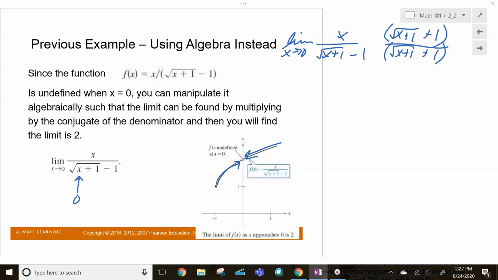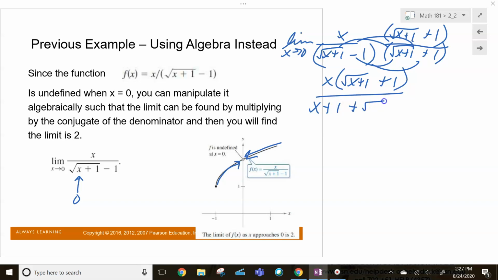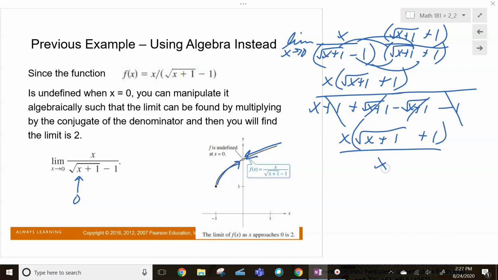So now we've got x times square root of x plus 1 times, and now on the bottom here, I'm going to FOIL this. So I've got square root of x plus 1 times square root of x plus 1, which is just x plus 1. And then outside, square root of x plus 1 is square root of x plus 1. Inside, negative root of x plus 1. Negative 1 times 1, negative 1. Notice those cancel right there. And notice the plus 1 and the minus 1 cancel. So you've got x square root of x plus 1 all over x.